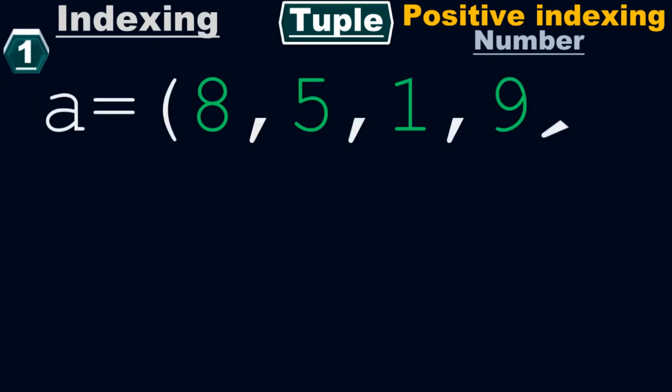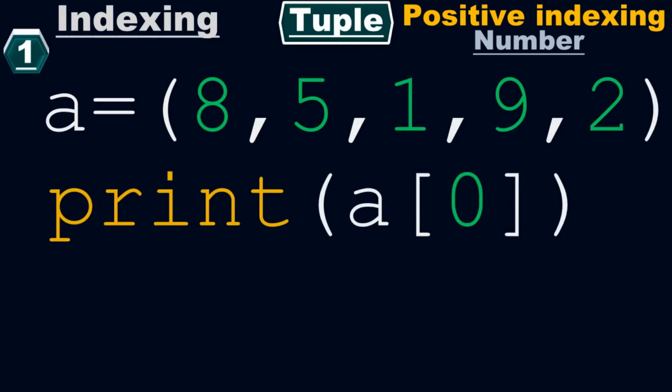Example number 1. A equals 8, 5, 1, 9, 2. Print of A of 0, which returns 8 in the output. Look here. The main difference between the list and the tuple is the parentheses and the closed brackets. If you remember, for the list we were using closed brackets, but when it comes to the tuple you are going to use the parentheses. So at this point we used parentheses.